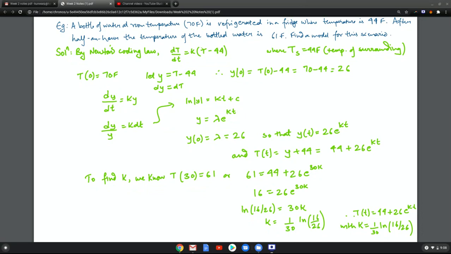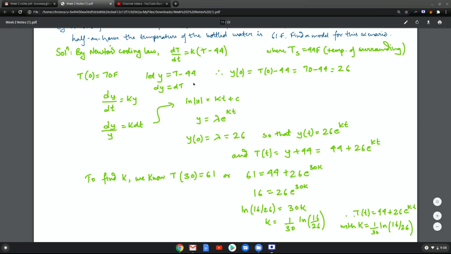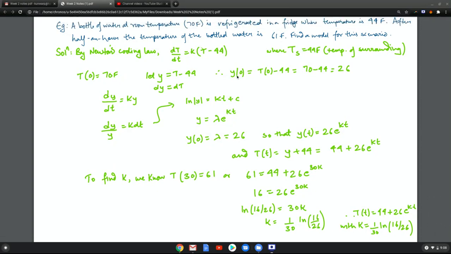We do a little change of variable. Let y equal T minus 44, because dy is then dT, and y0 is going to be T0 minus 44, which is 26. So my differential equation now becomes dy/dt equals k times y, which is dy/y equals k dt, which looks very similar to what we had on the previous page. We get y is lambda times e to the power kt. Now there are two constants here, lambda and k. We've got to figure out both of them.